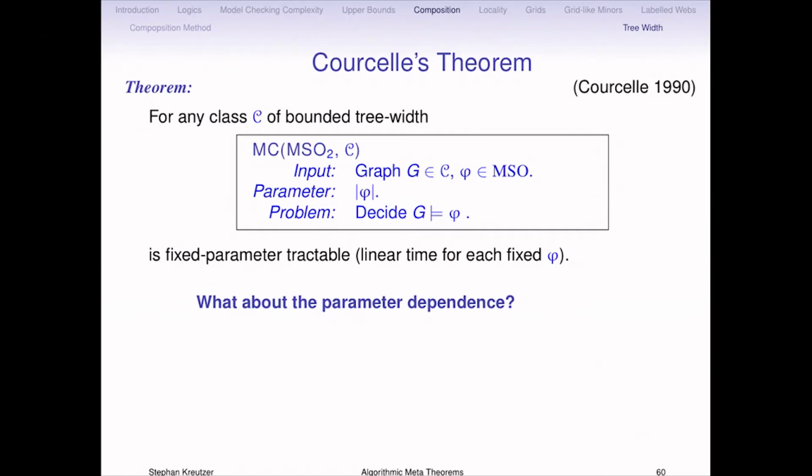Side remark, let's first do something else. This is an FPT algorithm, which means we have a running time of f of the size of the formula times the number of vertices. And if you want to be a bit more precise, it is actually fixed parameter tractable in the size of the formula plus the treewidth of your graph, times the number of vertices. So you can make the treewidth even part of the parameter.